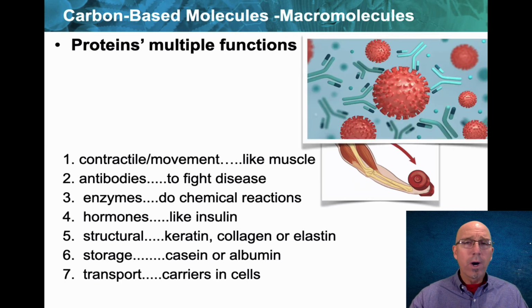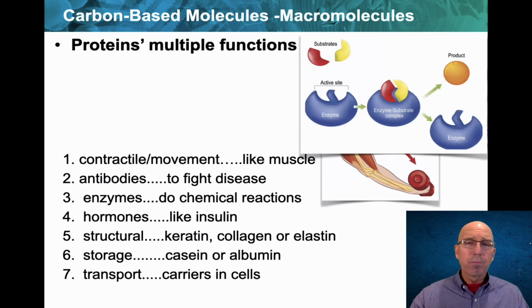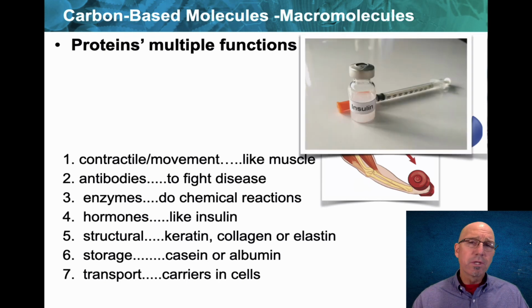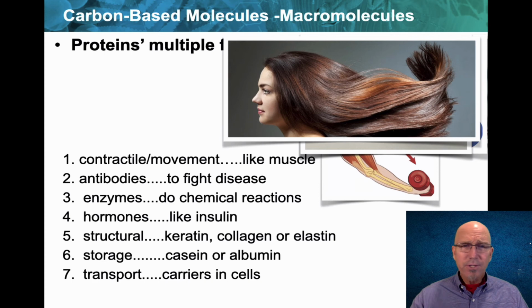Antibodies, the Y-shaped things that are green, are attacking this coronavirus. Enzymes, the purple molecule there, has a specialized shape that attaches to substrates and makes a product. Or insulin, right? Insulin is a chemical that's produced in your pancreas. If you have something wrong with your insulin, you have to rely on injections of insulin. So people that are diabetic. Here's keratin. Keratin is a structural protein. We find it in our hair and fingernails. This woman has beautiful keratin, right? She's obviously taking good care of it.